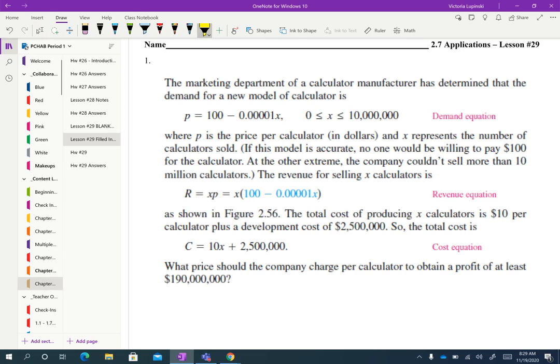All right, welcome everybody. Today we are going to talk about lesson number 29, and this is about applications of the concepts that we saw in section 2.7. Let me preface the lesson with a couple of things.